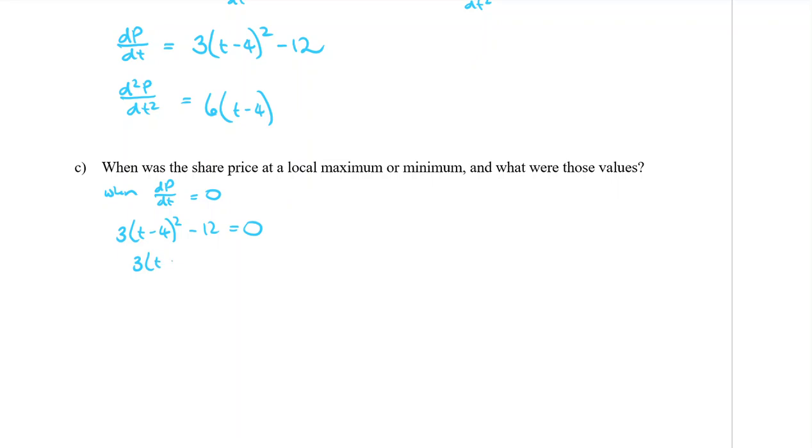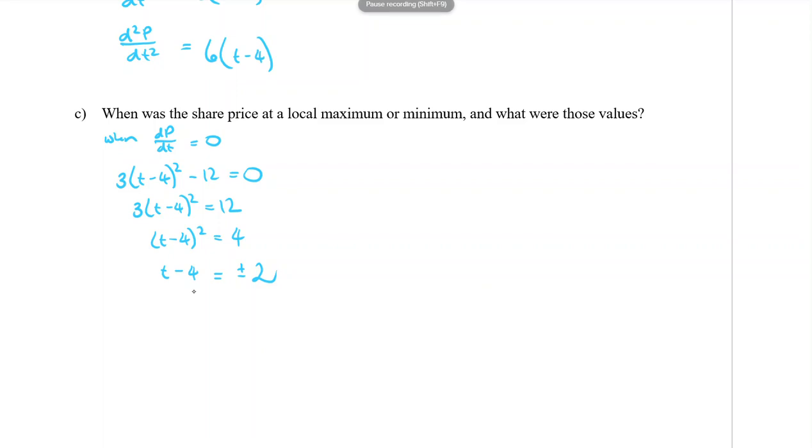So I'm going to move the 12 to the other side. Then I'm going to divide the 3. Then I'm going to square root, which remember means I need a plus or minus 2, because square root of 4 is 2. Then move the 4 across the other side. So if it's a positive 2 plus 4, we get the solution 6. Or if it's negative 2 plus 4, we get 2. So there is 2 spots where we have turning points at time 2 and time 6. Those would both be in months, by the way.